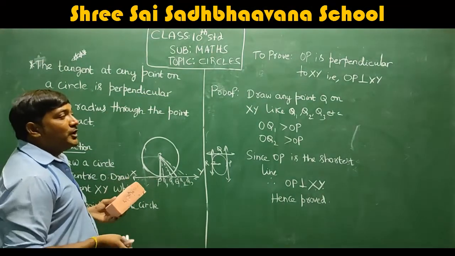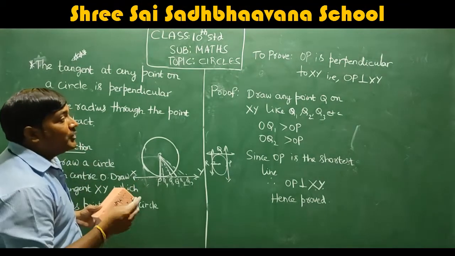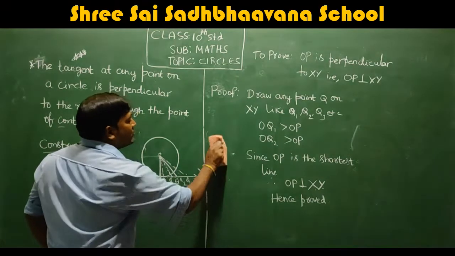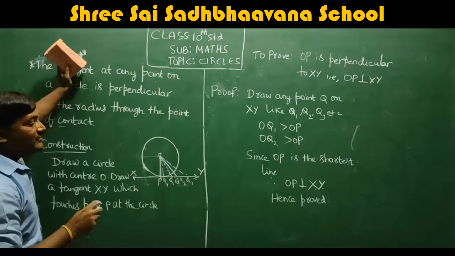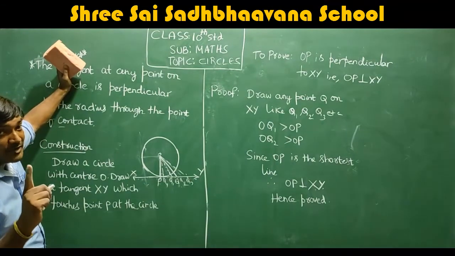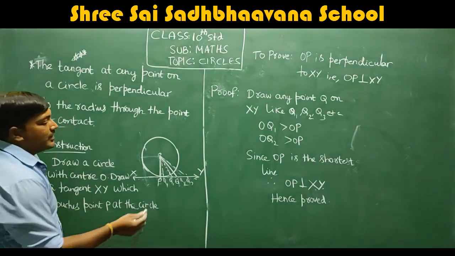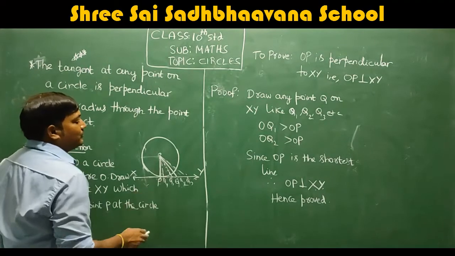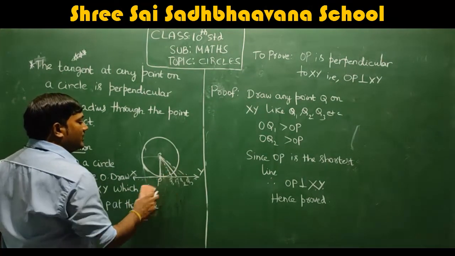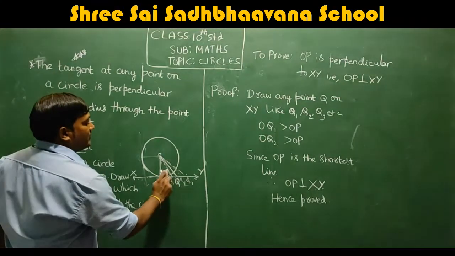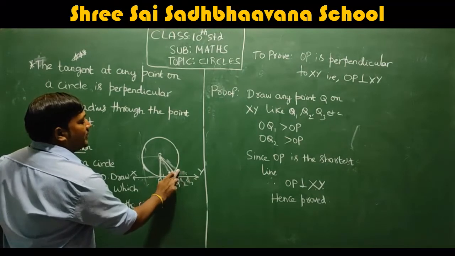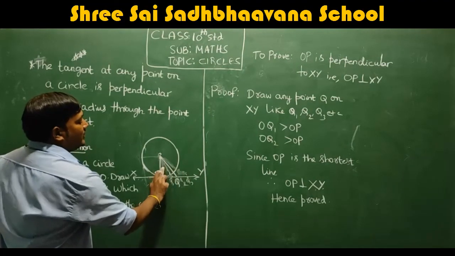Next, what is the proof we are doing? The proof is very simple. We are drawing a point Q on XY, which is not the point of contact. Obviously, there will be only one point of contact for a tangent of the circle. So apart from that, I draw one more point, which is Q. These are only examples I wrote. You don't write them. You can just write Q, enough. This is only for making you understand.